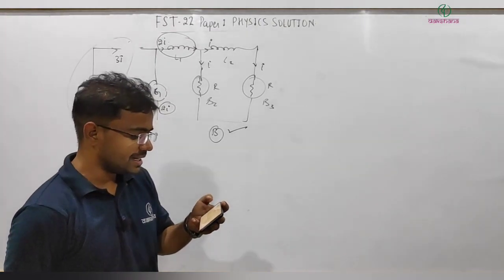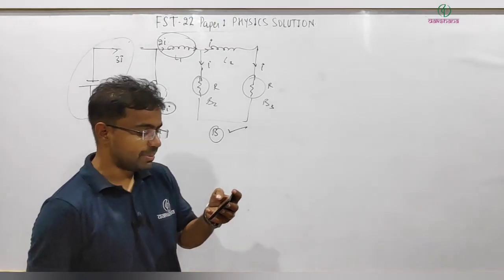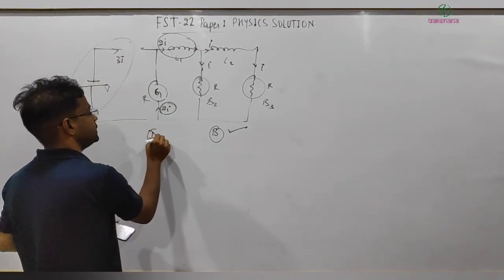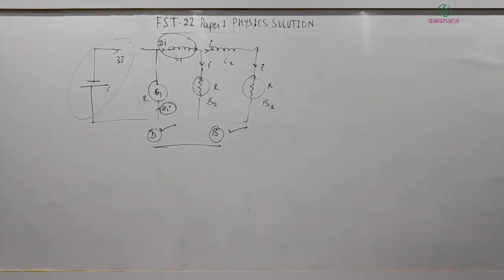Brightness of B1 suddenly decreases. No, here current has increased, so it will not decrease. Brightness of B1 suddenly increases. That's the correct statement. So B and D are the right statements. That's about problem number 10. Let's see the next section, that is integer, single digit integer type questions.